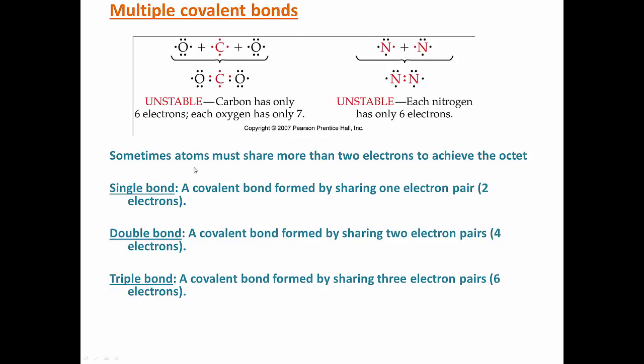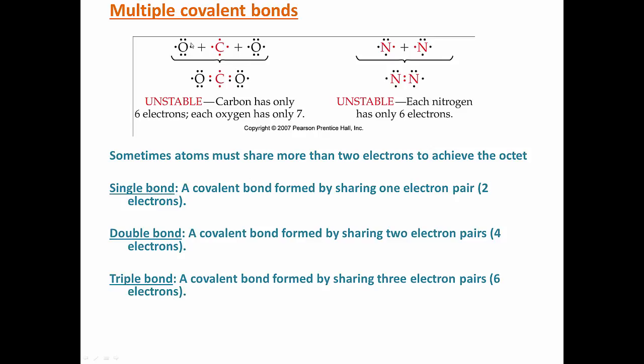So we've only talked about atoms that share 1 electron pair to achieve the octet. There are single bonds, double bonds, and triple bonds. A single bond, as we know, is a covalent bond formed by sharing one electron pair, or two electrons. A double bond is formed by sharing two electron pairs, or four electrons. A triple bond is a covalent bond formed by sharing three electron pairs, for a total of 6 electrons.